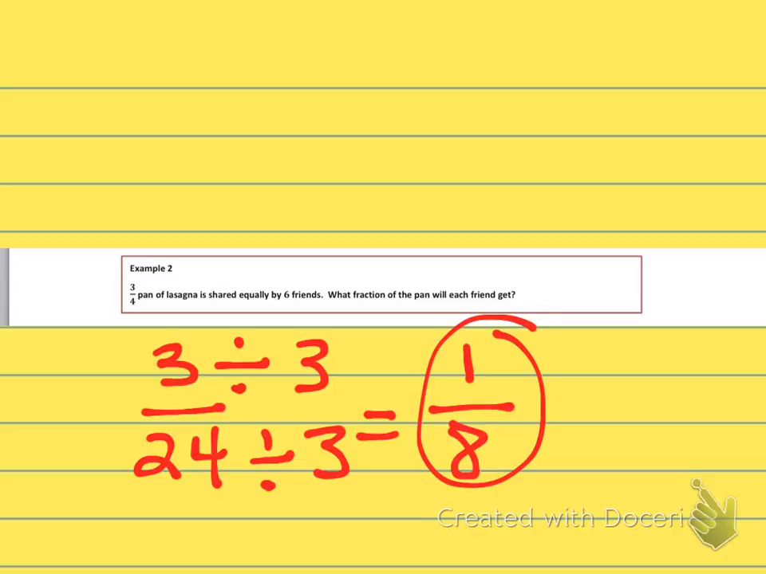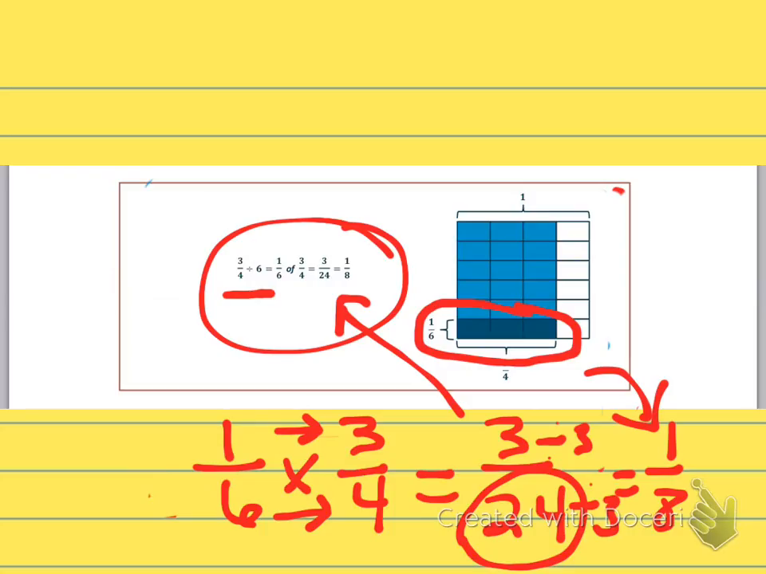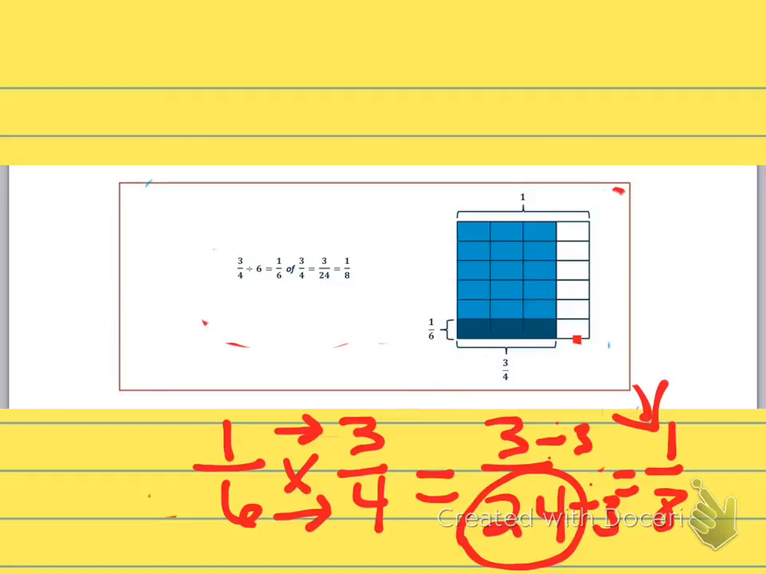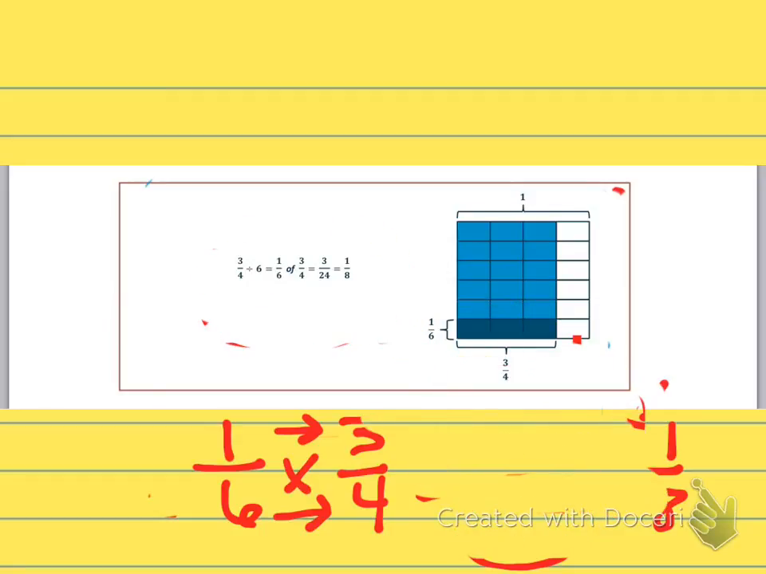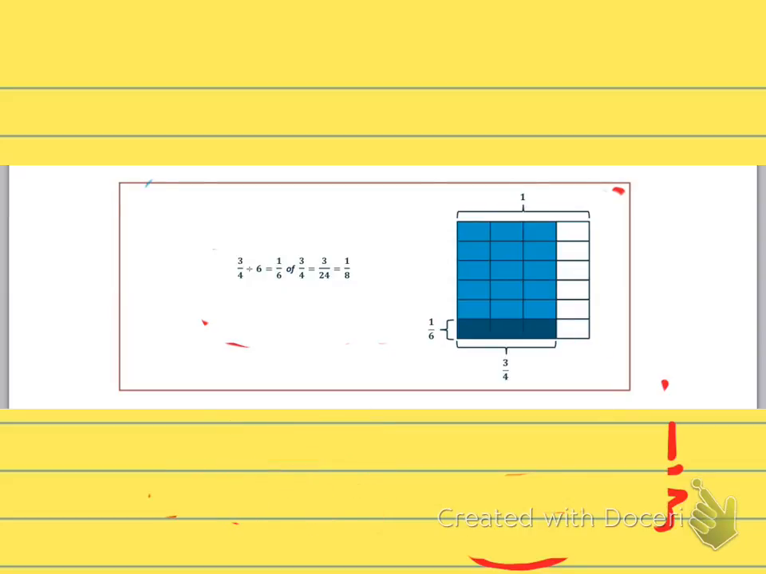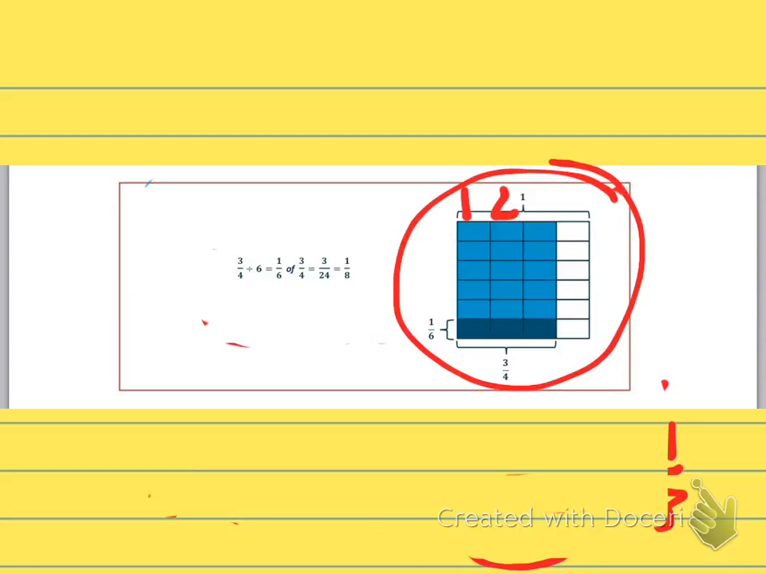Now I'm going to show you what the model will look like. I'm going to erase everything and then explain it to you. As you can see, here's the pan of lasagna, right? And we start off with 4 pieces. So here's 1, 2, 3, 4 rows. And remember, with friends, we're only using this, right? So we have 3/4.